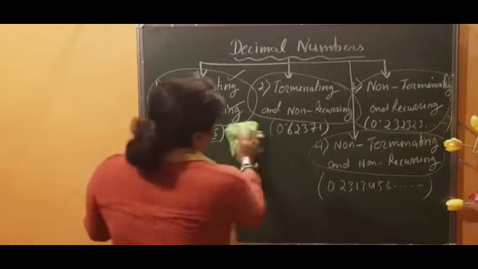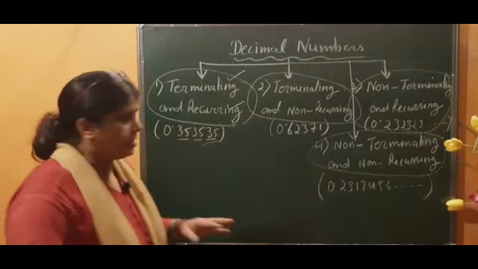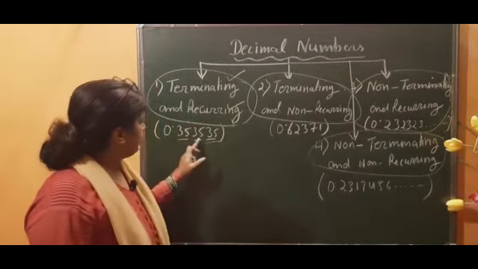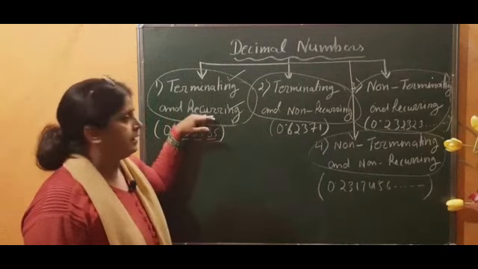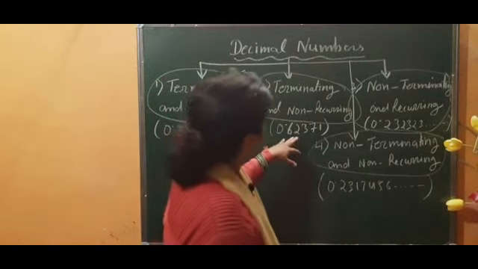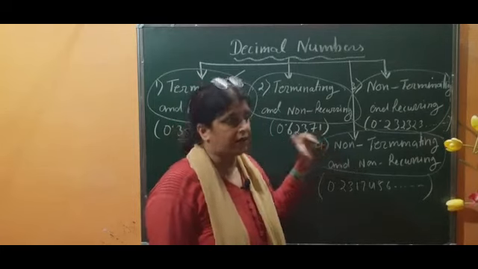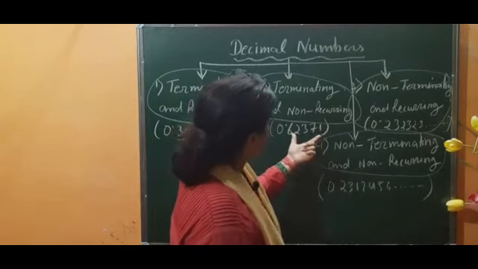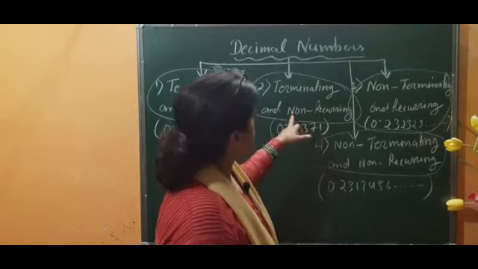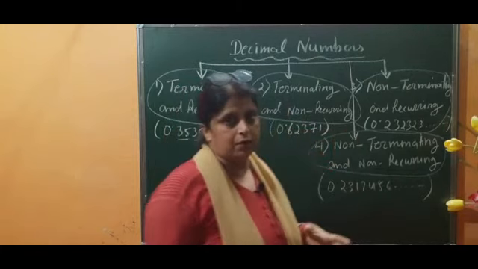Once again, you see here 0.353535, so I have written recurring decimal, and here 0.62371, there is no repetition of digits. Even after some interval I can't see any repetition of the digits. So this is called a non-recurring decimal number. Fine.